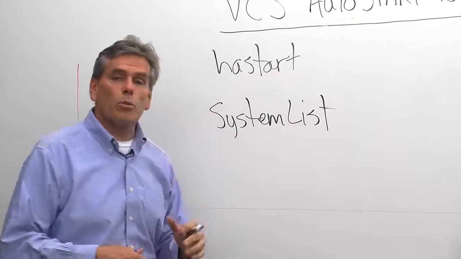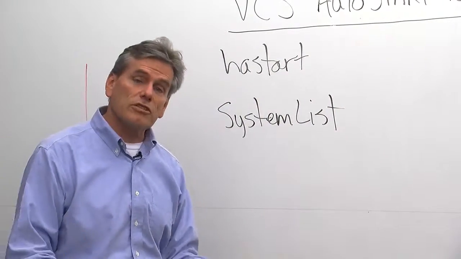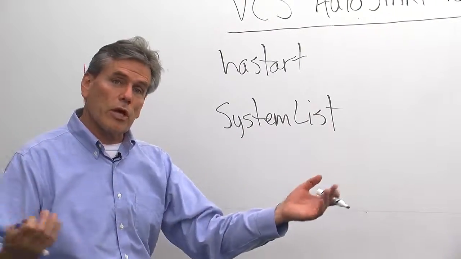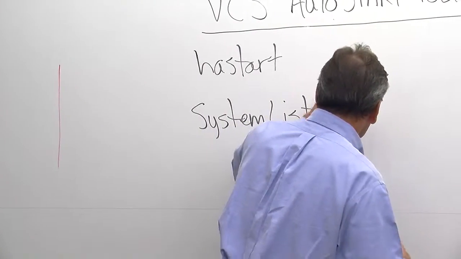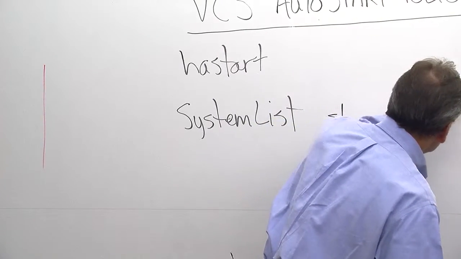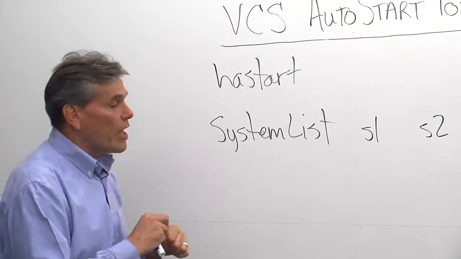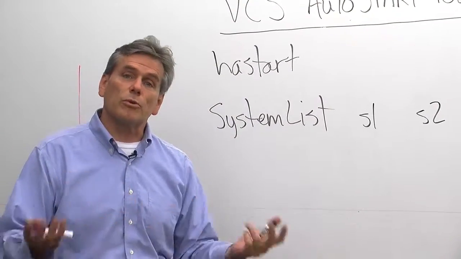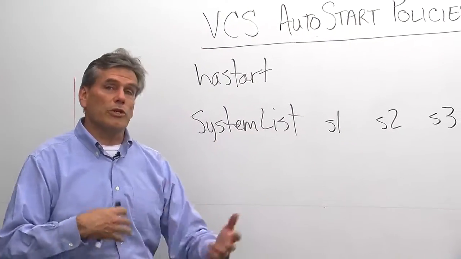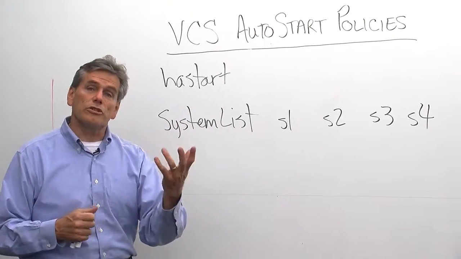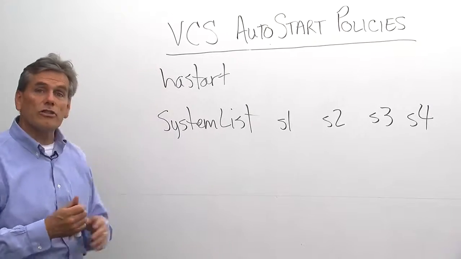Now, as you know, for a service group, one of the key required attributes is system list. And that basically says what systems this service group can run on. So, for example, let's say that there's 4 systems that you want this service group to run on. And that comes into play when you're doing failover. That doesn't have anything to do with the service group initially starting up. Again, that's at HA start time.